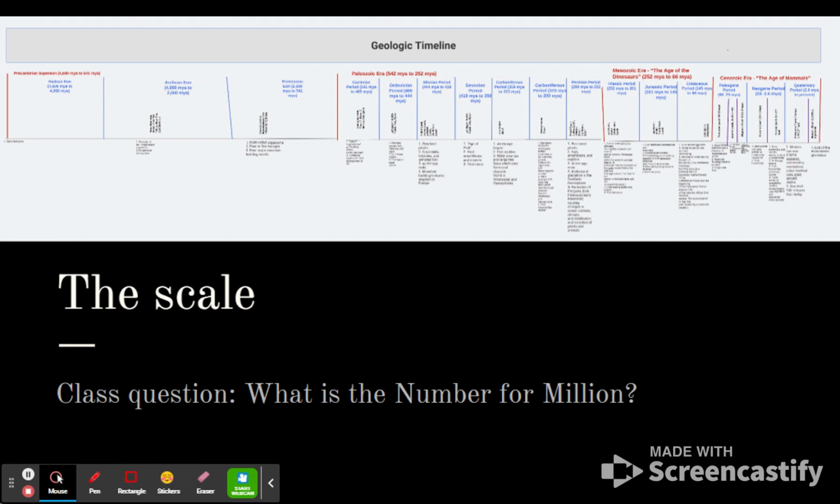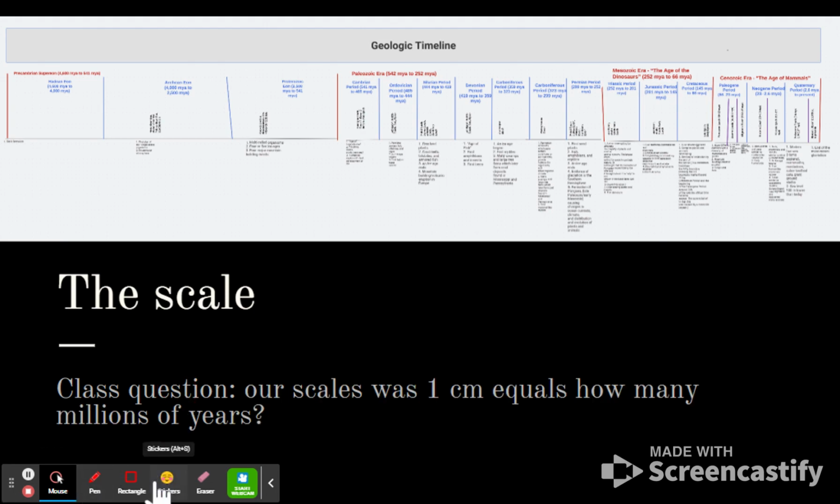What is the number for a million? What's it look like, guys? Jason? It would be six zeros with a one in front of it. 1, 0, 0, 0, 0, 0, 0. Yes, correct. That is a 1 with, or any number with 6 zeros after it.